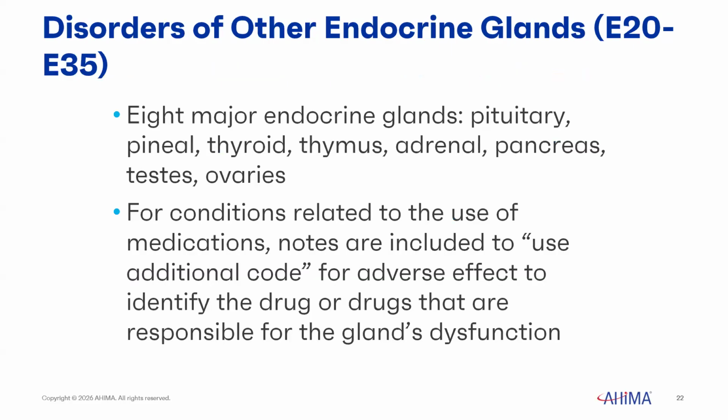There are other disorders of the endocrine glands, and of course, we have 8 major ones. These include the pituitary, pineal, thyroid, thymus, adrenal, pancreas, testes, and ovaries. And these disorders are coded to code categories E20 through E35. For any condition that's related to the use of medication, there are notes included in the tabular to remind you to use the additional codes for the adverse effect to identify the drug or the chemical.